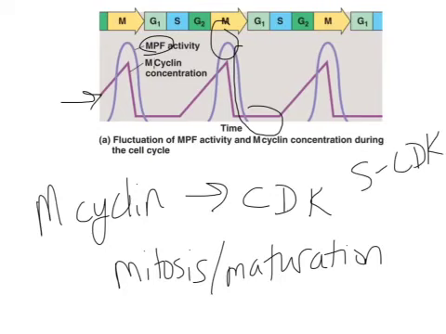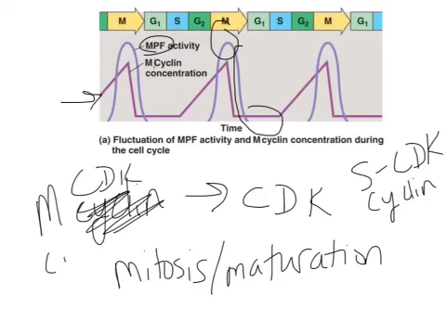Another example would be S-CDK. S-CDK is done with cyclin A. Sorry, I should probably write this better: M-CDK is done by cyclin B. And the S-CDK is done with cyclin A. So when cyclin A is present and binds with the CDK, this allows the cell to initiate DNA replication. When that particular CDK is activated by cyclin A, the cell can then initiate replication.